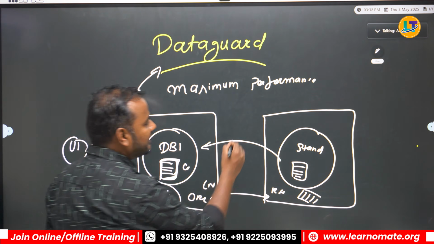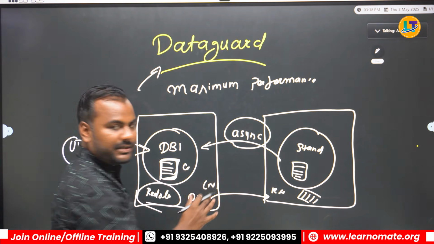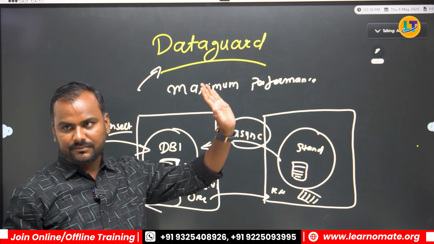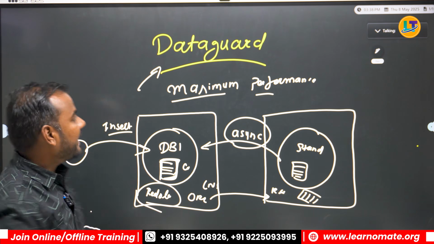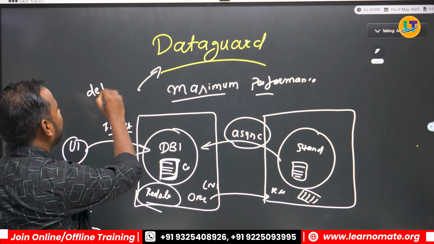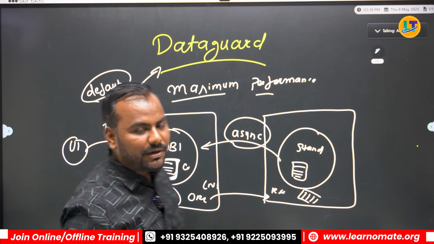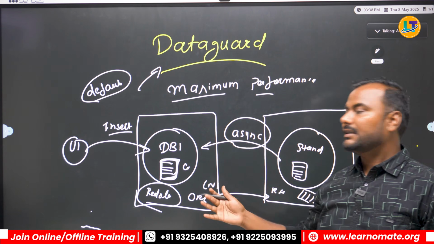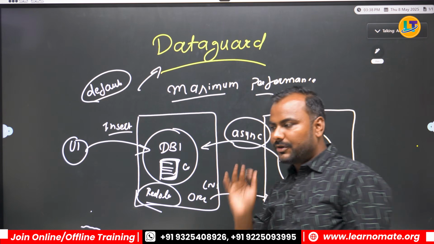So this is called async mode. Async means you are not getting any confirmation from the standby whether the changes have been received or not. This is possible with the help of maximum performance, and this is your default protection mode. Yesterday we created our standby, or today we completed that. Whenever you are going to create your Data Guard setup, by default it will be maximum performance mode. This is the default protection mode.